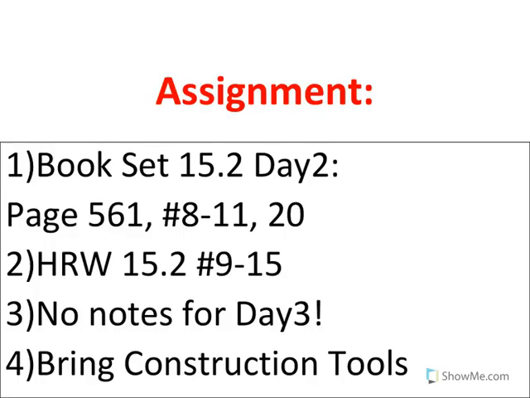Right, so that's the end of our 15.2 day 2. So your assignment is on page 561, number 8 through 11, and number 20. And you are to continue with your HRW 15.2, and there are no notes for day 3, so you have to bring your construction, and for day 3 we will be working on a worksheet.